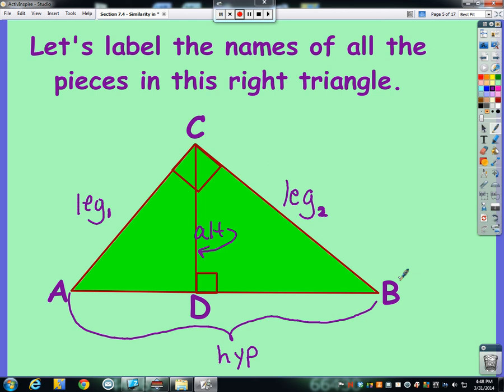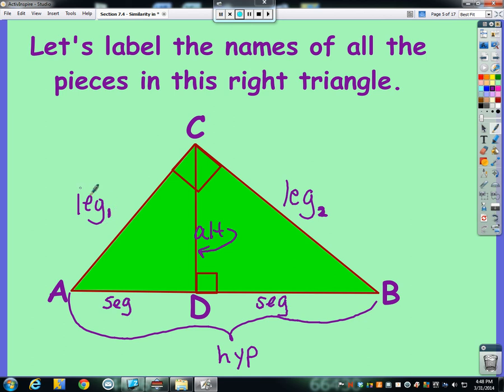Now you might think, all right, we're done, we've got everything labeled. But there's two more pieces that technically need labeled. We need to label AD and DB, the two smaller pieces that make up the whole hypotenuse. We're going to refer to these as segments, or what I will call seg and seg. And again, I need to identify which segment is which here.